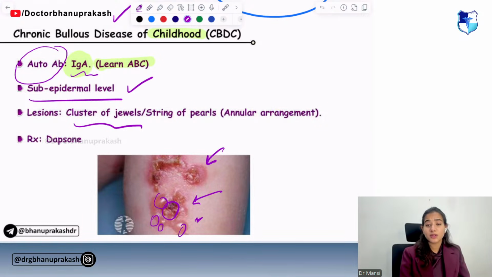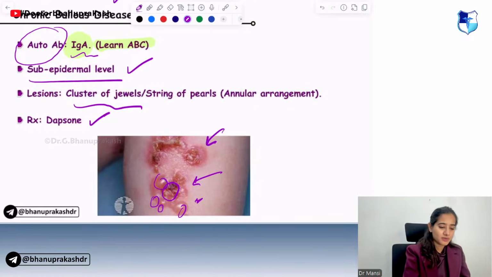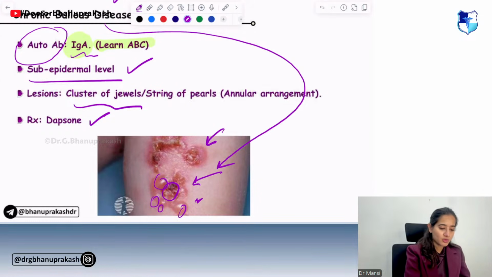Okay. Treatment, what do you give for treatment? Dapsone, which you probably won't be asked. Most of the time they ask you an image-based question. More if you want to remember that, remember IgA.